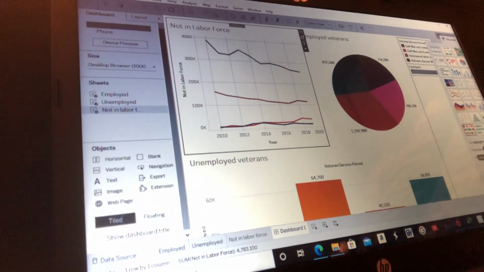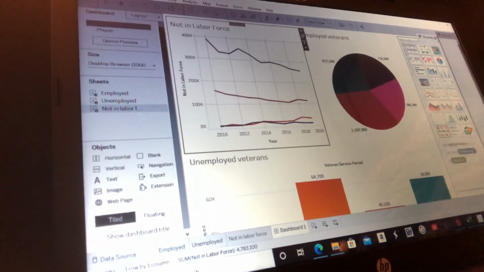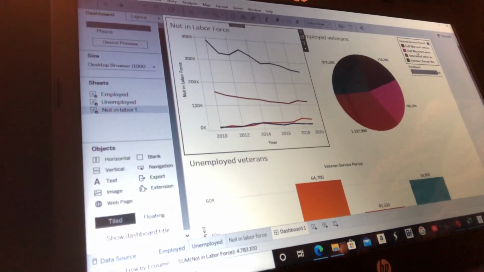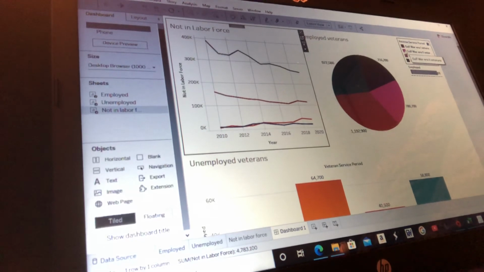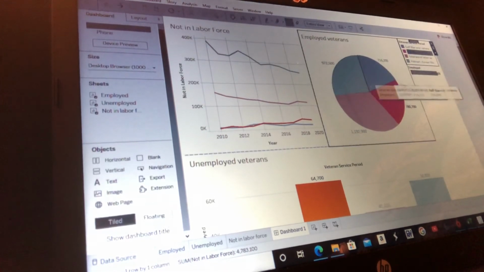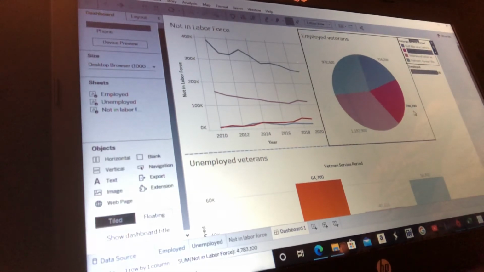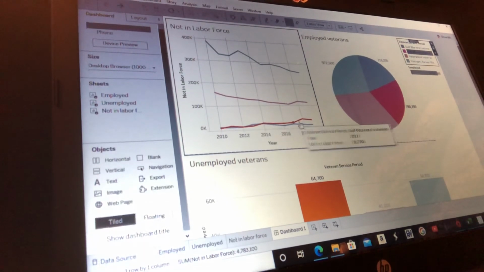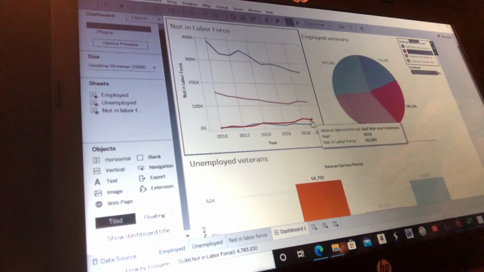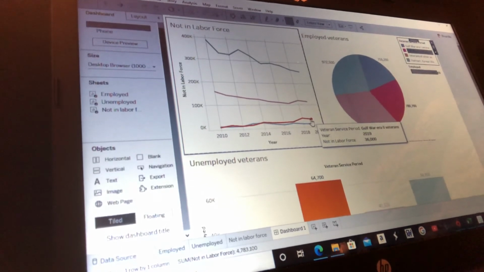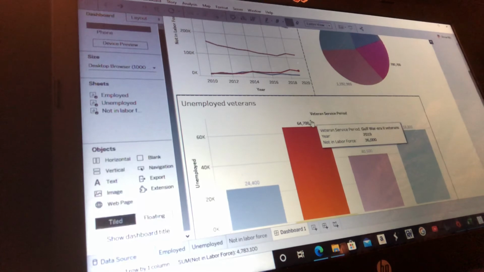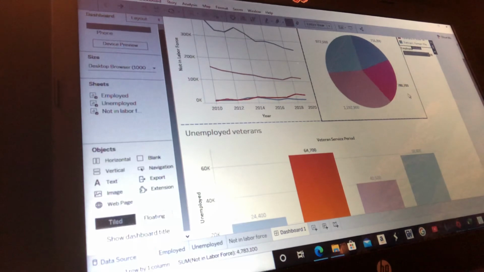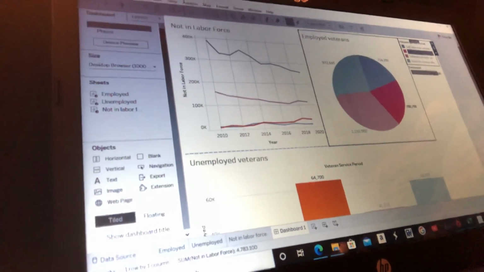The cool thing about it is that we could look at any one era that we would want to. So let's say we look at Gulf Era 2, that point in time. This shows us that 780,000 veterans were employed at that time. This line graph shows us that there wasn't really much that was not in the labor force, and unemployment for veterans was 64,700 over 2010 to 2019, which is the period that we're looking at.